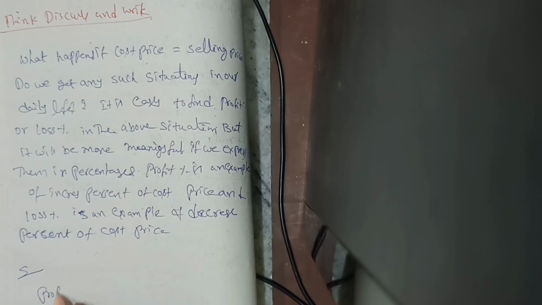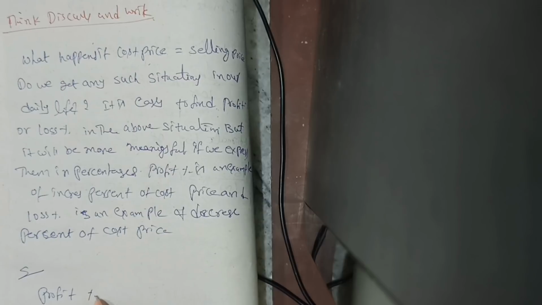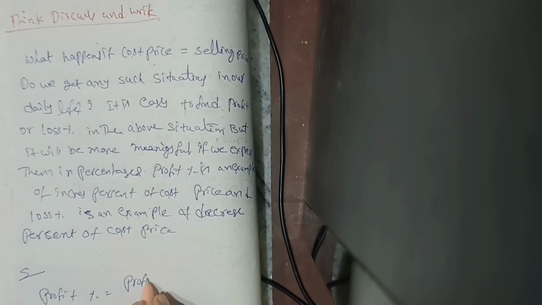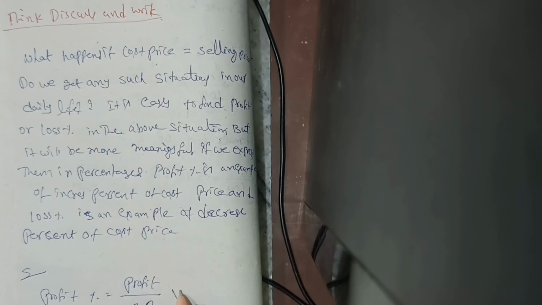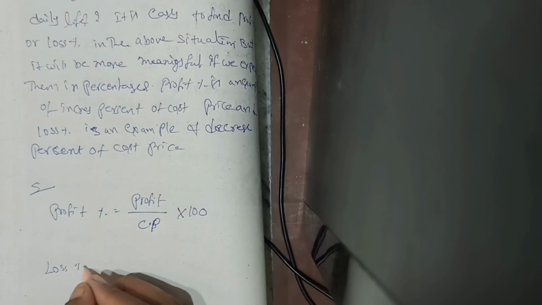Solution: profit, what is that? Profit percentage is equal to profit by cost price into 100. The second one, loss percentage. Loss percentage is equal to loss by cost price into 100. Simple. Very simple solution in this one. Next one.